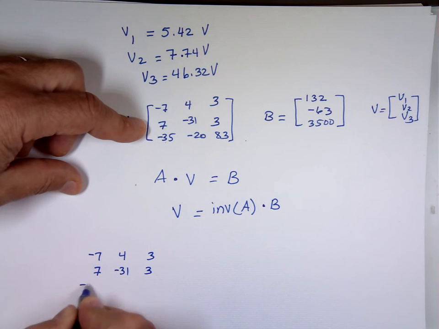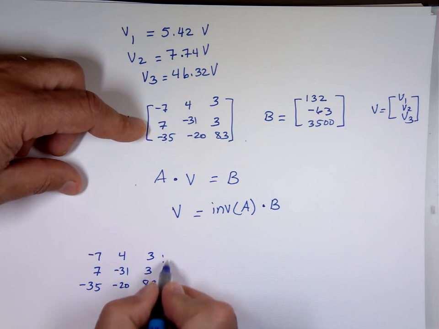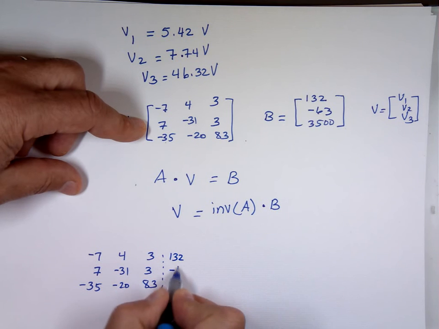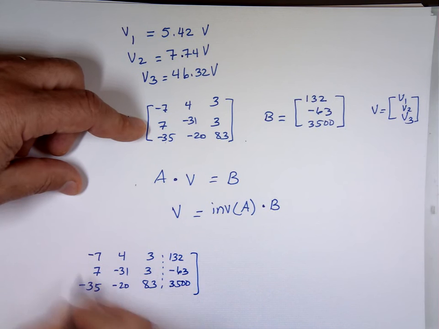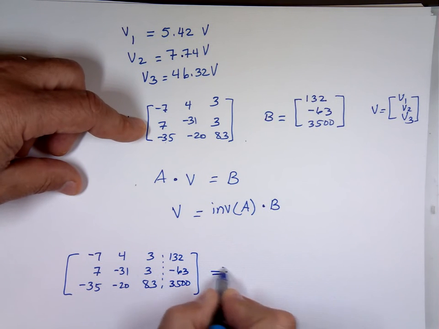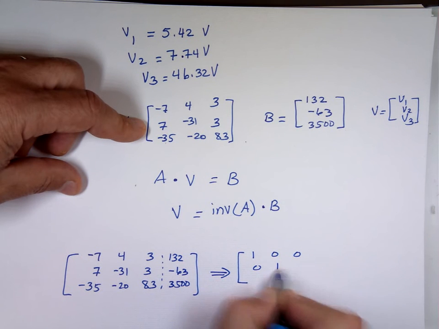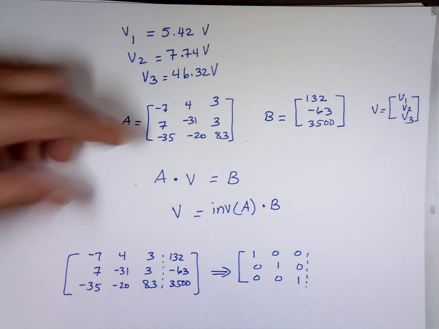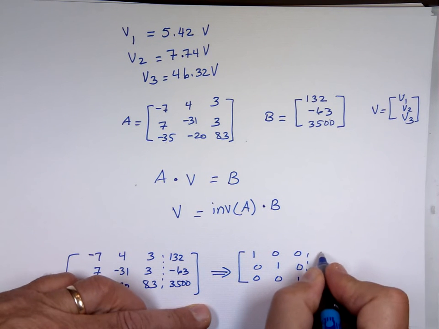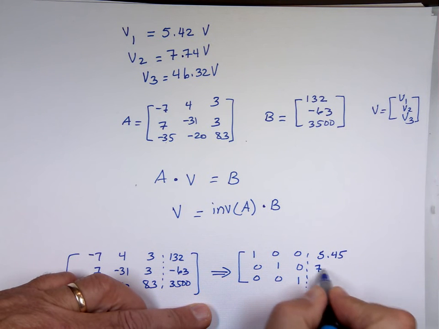I used to love linear algebra and all that stuff. And you write 132, negative 63, and 3,500. Your goal is to take this and change it to 1, 0, 0, 0, 1, 0, 0, 0, 1, and 3 numbers here. If these are the correct answers, you will have 5.45 here, you will have 7.74 here, and you will have 46.32 here.